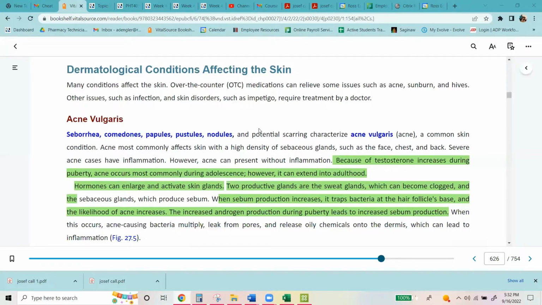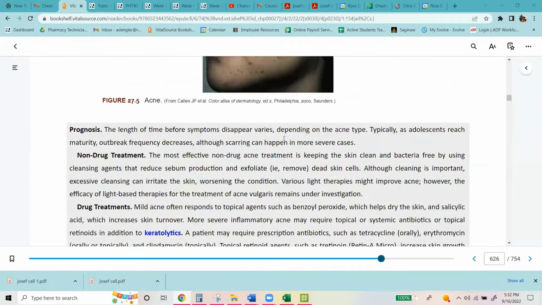Hormones can enlarge and activate skin glands. Two productive glands are the sweat glands, which can become clogged, and the sebaceous glands, which produce sebum. When sebum production increases, it traps bacteria at the hair follicle base, and the likelihood of acne increases. The increased androgen production during puberty leads to increased sebum production.